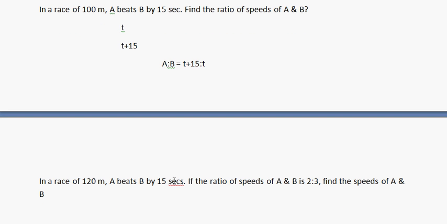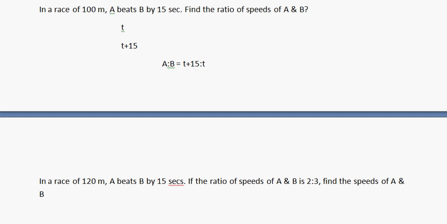Now let's go to the next question, which says again in a 120-meter race A beats B by 15 seconds. If the ratio of speed of A and B is 2:3, find the speeds of A and B, right?